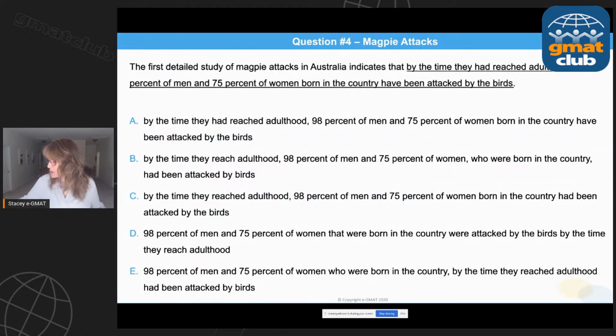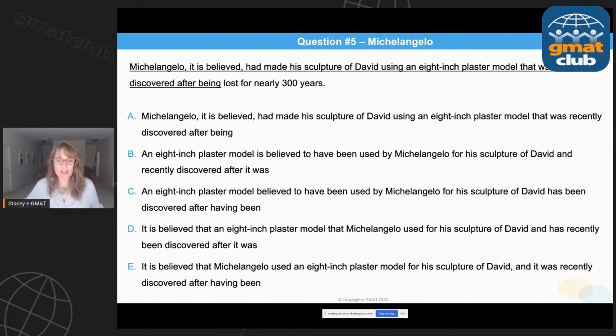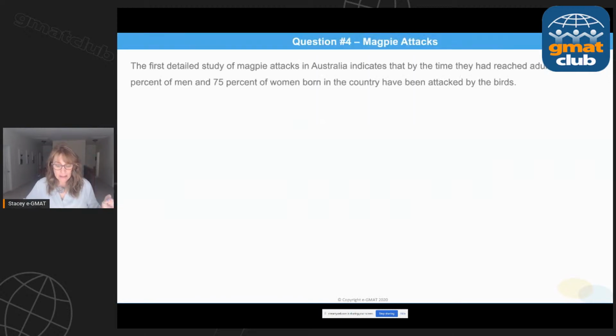So our first question was on the magpie attacks. Our second question, Michelangelo. Both very different questions. Hopefully you saw the commonality of the sequencing of events here. So let's take a look at the magpie events. Step 1, read slowly, extract the meaning. Really understand the story the author is intending to communicate, okay?